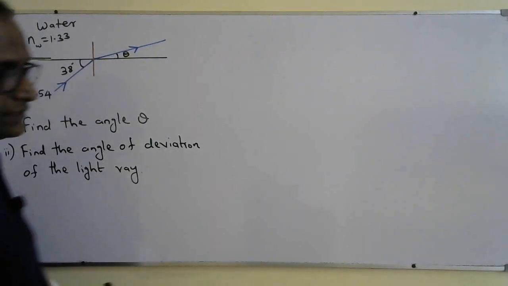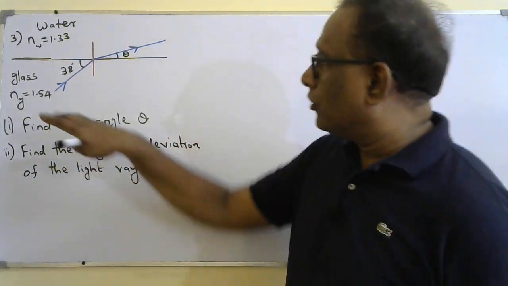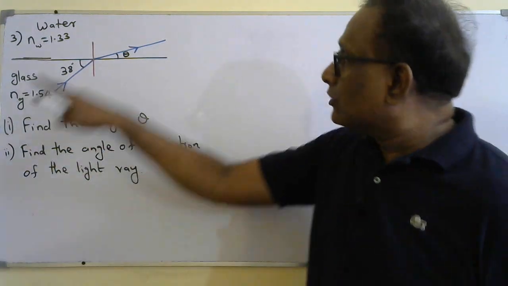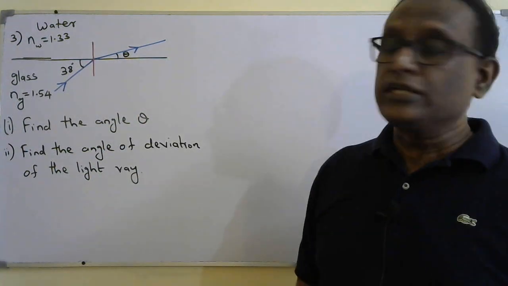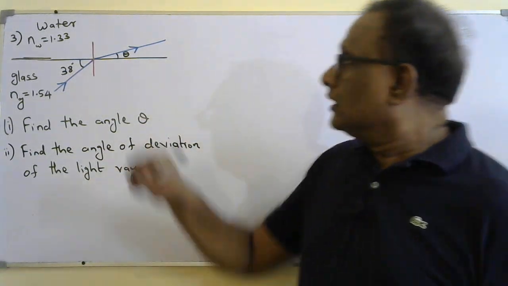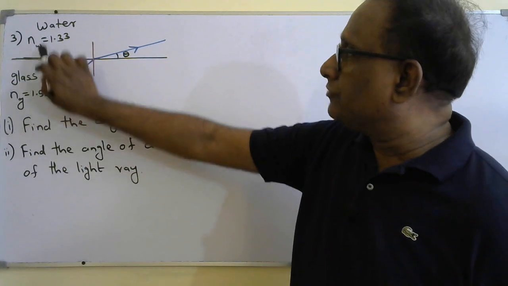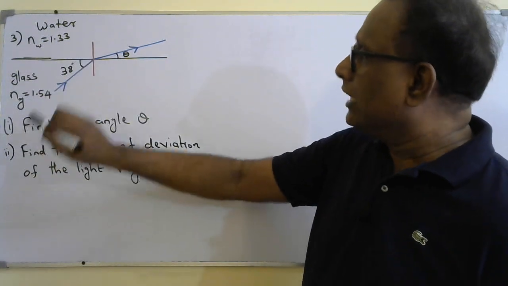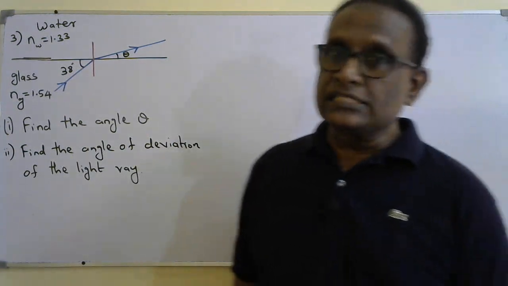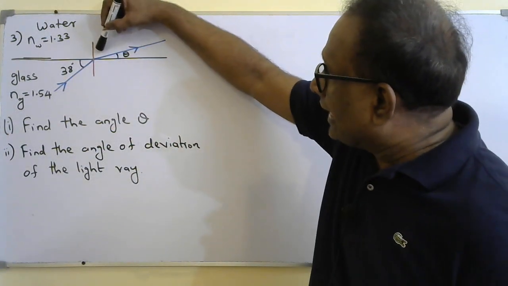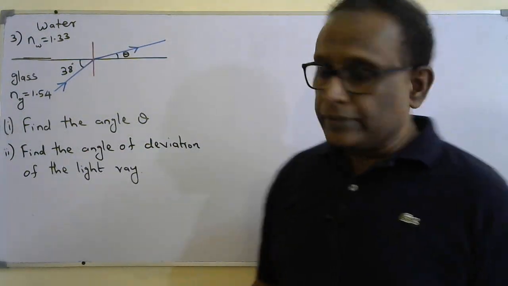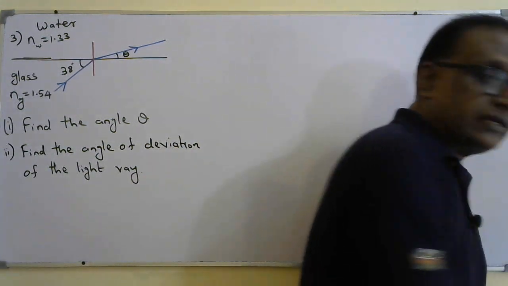Okay, so this is the third question, in which the light ray is moving from glass to water. The angle is given with the boundary. Here the question is to find the angle theta. I told you that when we are using Snell's law, we must use the angle with the normal. Here the refractive index of glass is given as 1.54 and the refractive index of water is 1.33. So I need to find the angle with the normal when I use Snell's law. Then I can find this angle, and 90 minus this angle will be equal to theta. That's the first part. The second part, about the angle of deviation, I'll come to later.